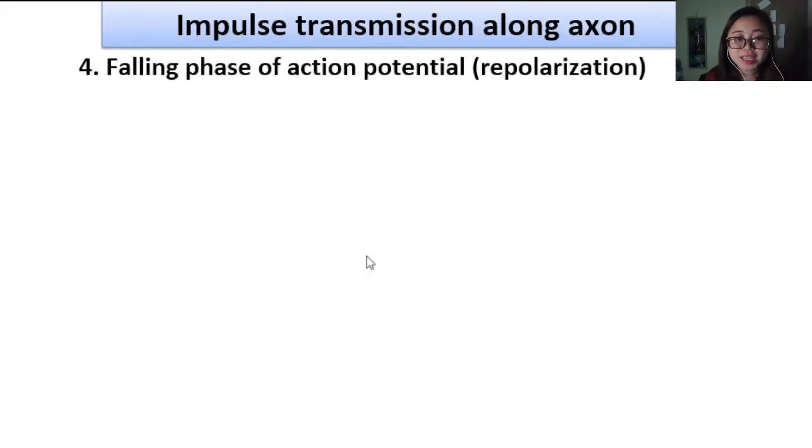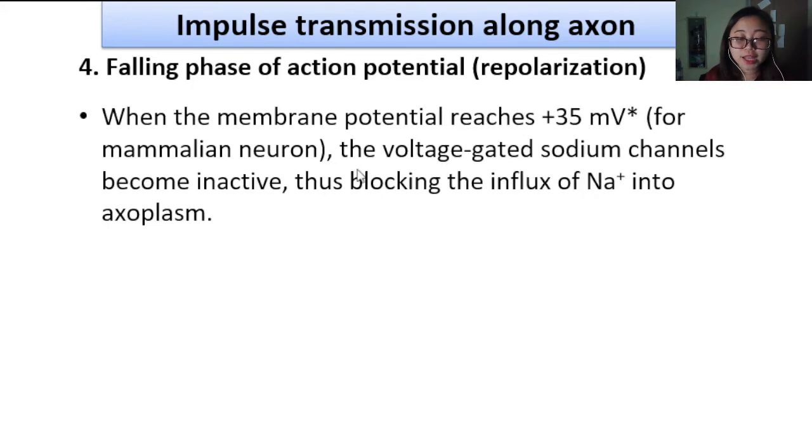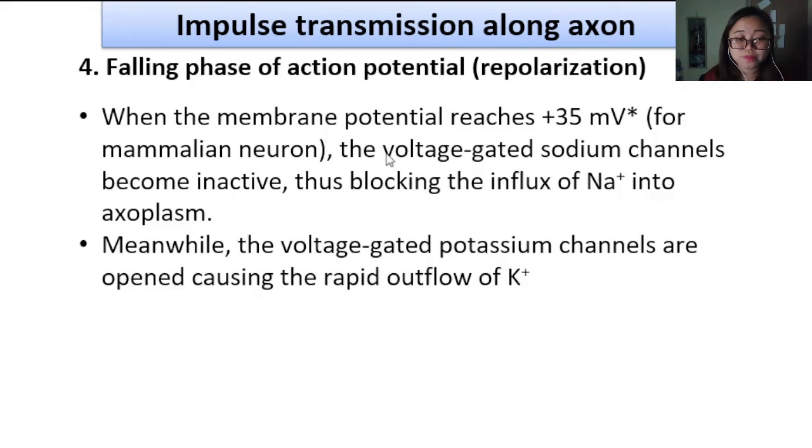It was only in the fourth stage where we have the falling phase of action potential or repolarization that we see a difference. Okay, so when the membrane potential reaches positive 35 millivolts for mammalian neurons, the voltage-gated sodium channels become inactive. So dia sampai saja positive 35 millivolts, yang sodium tadi, yang Na plus punya channel akan tutup, dia berhenti berfungsi. And it will block the influx of sodium ions into the exoplasm. So sodium ion tidak boleh masuk balik sudah.